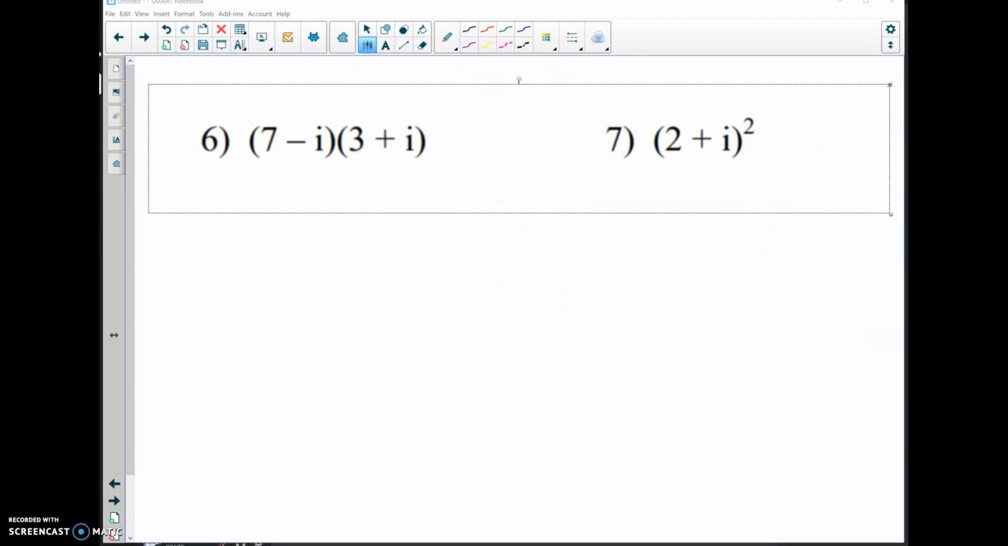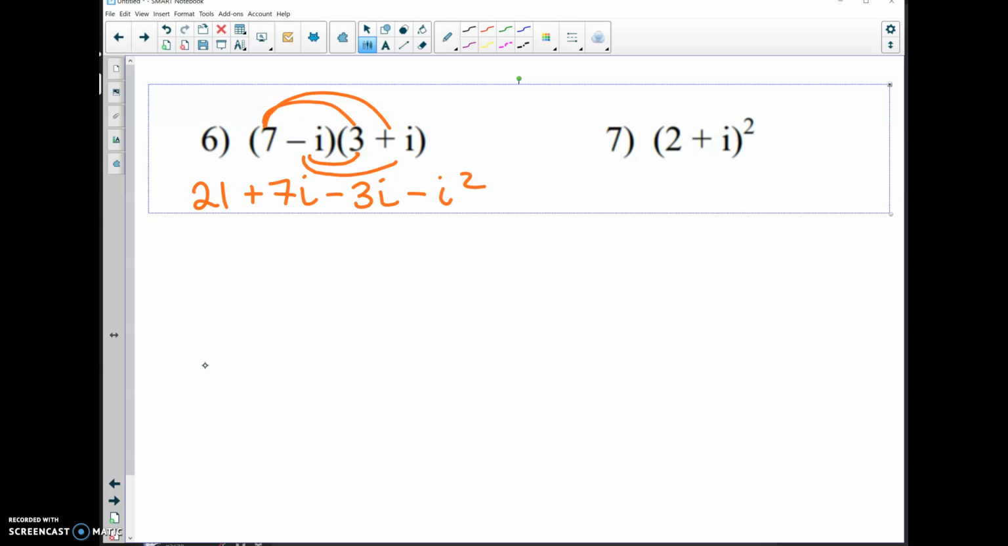All right, so now we're going to be FOILing and multiplying out binomials that have i. So let's do number 6 together. So we have 7 minus i being multiplied by 3 plus i. So we have to FOIL. So 7 times 3, 21. 7 times positive i is positive 7i. Negative i times 3 is negative 3i. And then negative i times positive i is negative i squared.